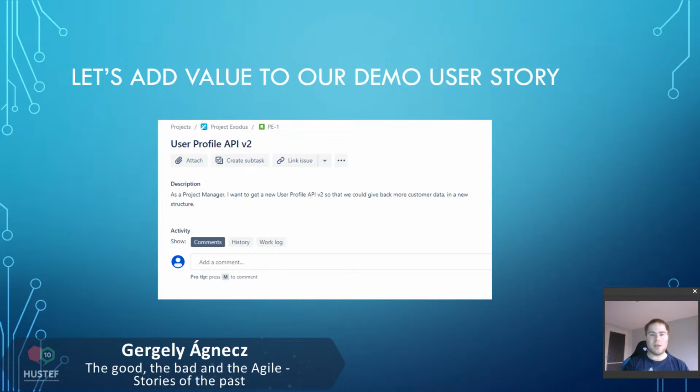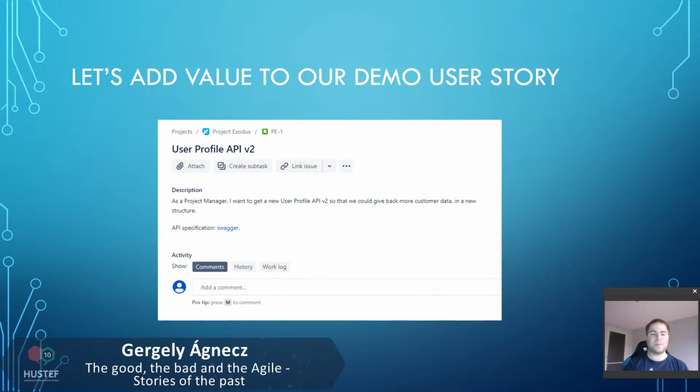And let's see how we can improve this user story even more. We can add even more information, like, for example, an API specification that contains all the required endpoints and the given parameters and headers and so on. For this, the developers will be really happy because they will have a starting point, what they are expected to deliver.